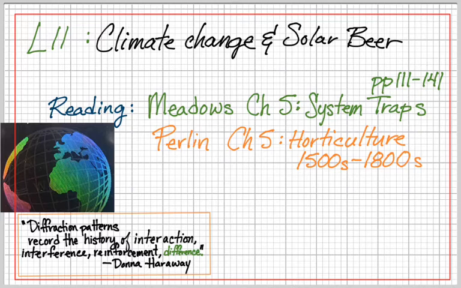Let's try this again with Lesson 11, Climate Change and Solar Beer. I am going to ask you to return to your Meadows book and read Chapter 5, pages 111 through 141. It's going to be talking about systems traps. So basically, what are the ways that systems get trapped into a weird, funky space that feels like you can't get out of, right? Tied to that are going to be solutions to the traps in the reading. I'm going to therefore assign reading John Perlin's book, chapter 5, on horticulture.